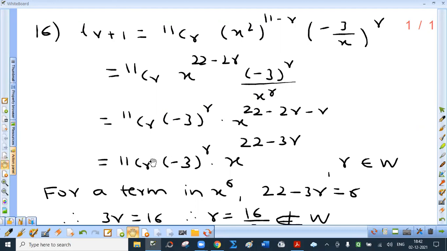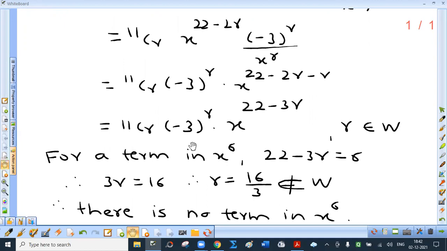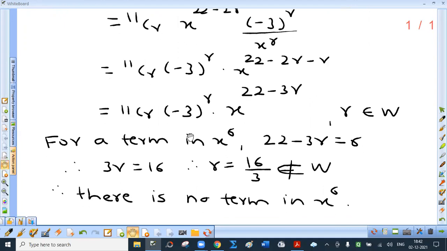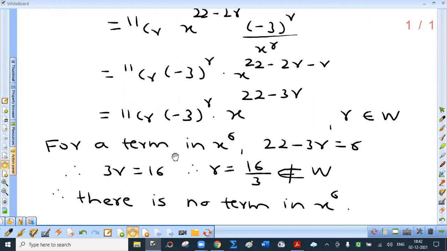Okay. So for a term in x raised to 6, the index must be 6. Equate the index with 6. You will notice that 22 minus 3r equal to 6 gives r equal to 16 upon 3, which is not a whole number. Why is this so? Because there is no term in x raised to 6. Right? This is the proof.